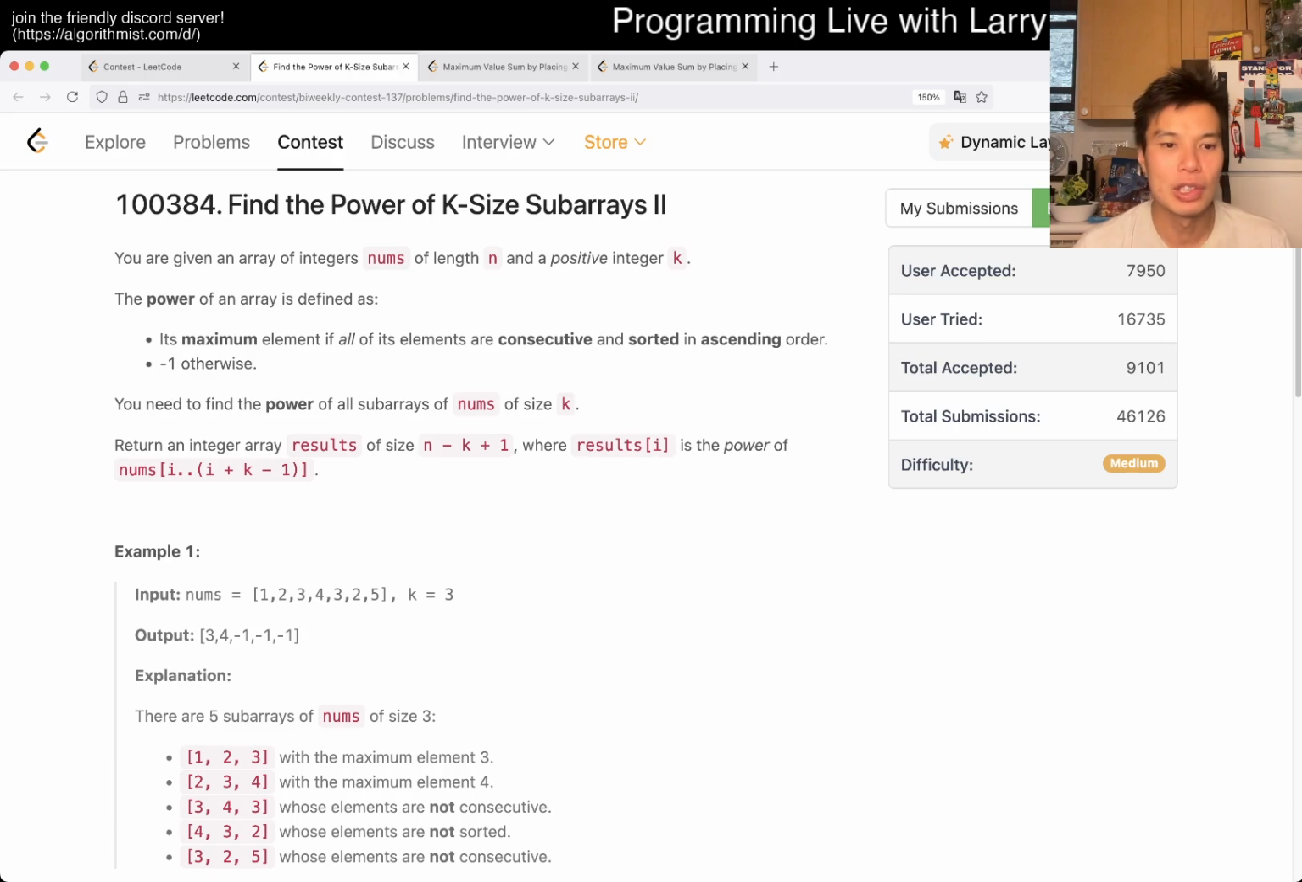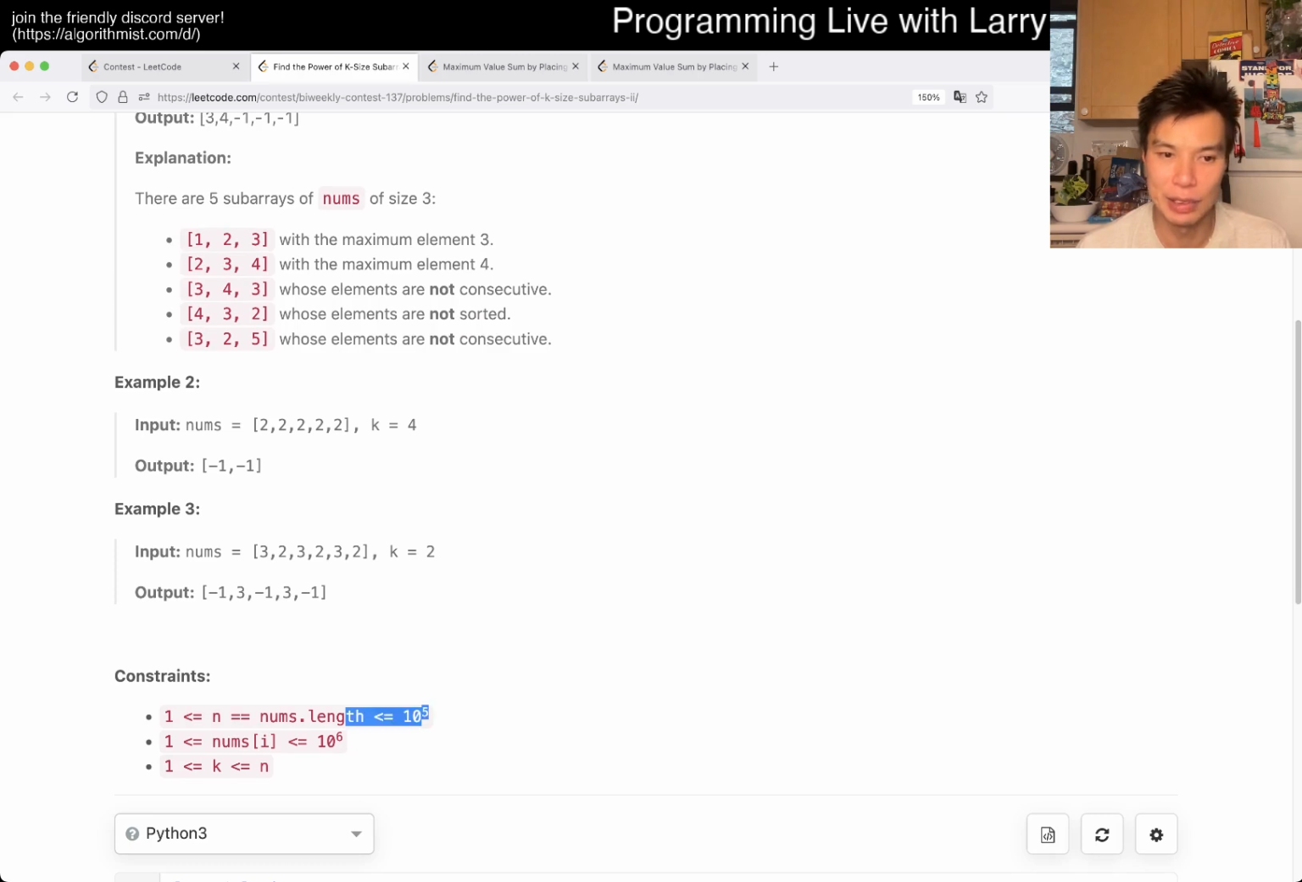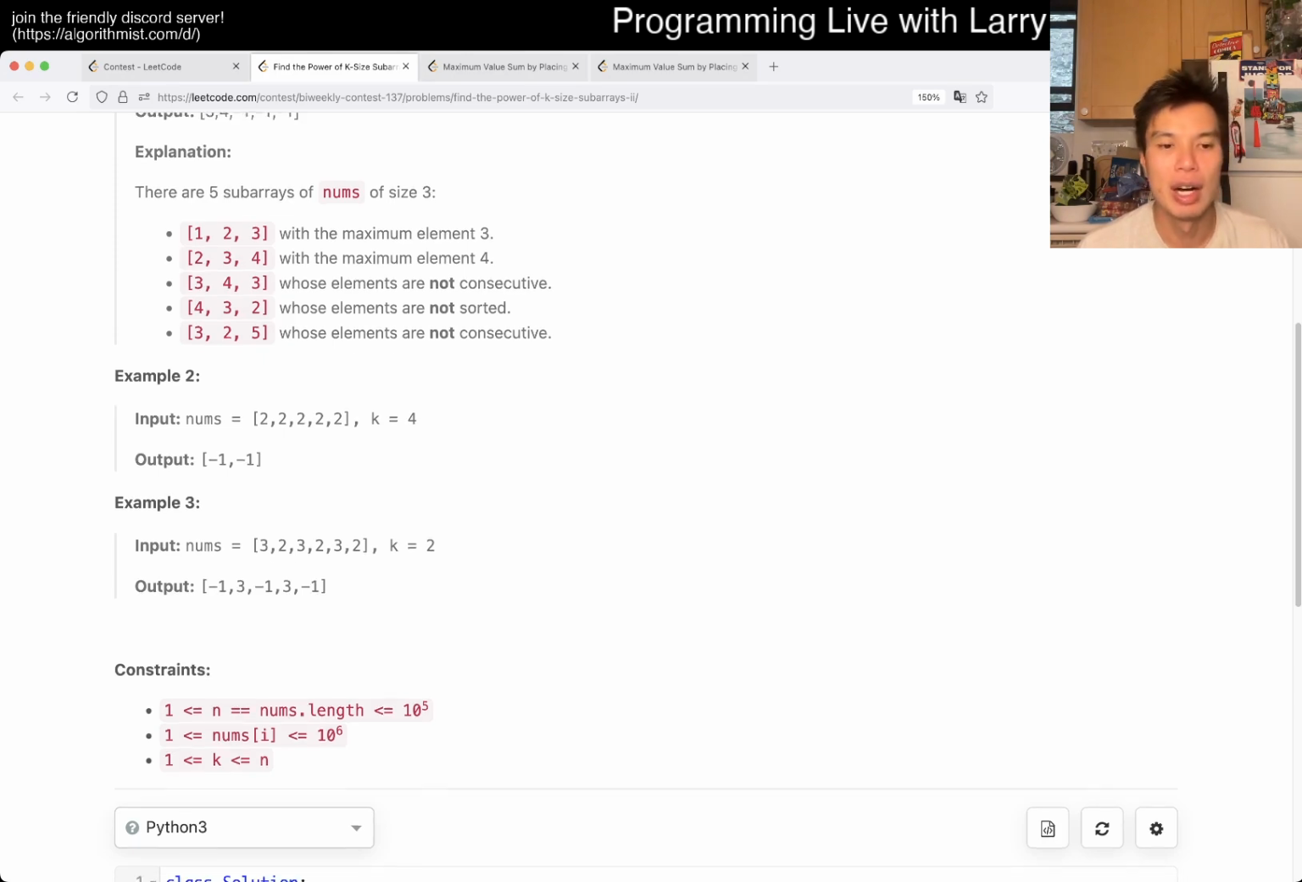Let me know what you think about this one. So the difference between this one and Q1 is that n is 10 to the 5th, and k could also be pretty big. So if you try to do n times k like we did in Q1, that'll be too slow. And for that solution, definitely refer to that video.